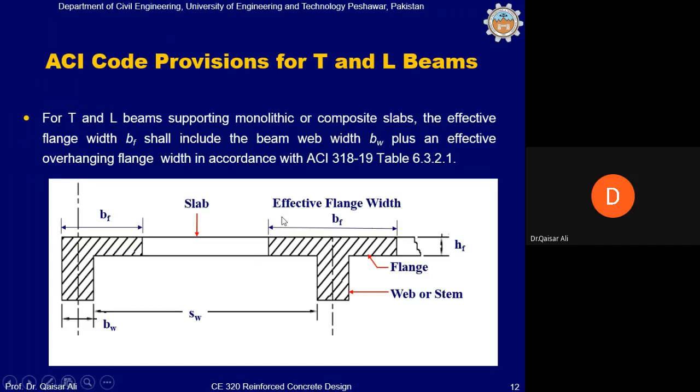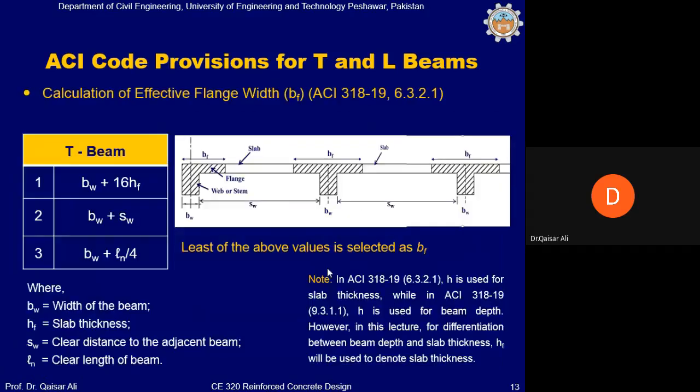For T and L beams supporting monolithic or composite slabs, the effective flange width bf shall include the beam web width bw plus an effective overhang flange width in accordance with ACI 318 Table 6.3.2.1. So in the case of T, it will be bw plus some portion of the slab on both sides. In the case of L, it will be bw plus part of the slab on one side. We will see this from Table 6.3.2.1 in the next slide.